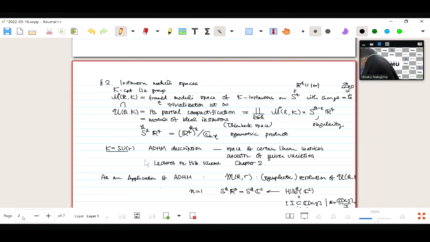And one of the applications of the existence of this description is the following. One can construct a slight modification of U(K, k), the Uhlenbeck space, which I denote by M(r, k). So r is the rank plus one. So this SU(r) and this r.